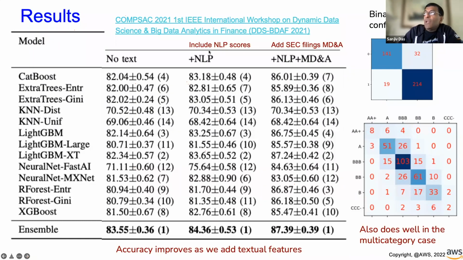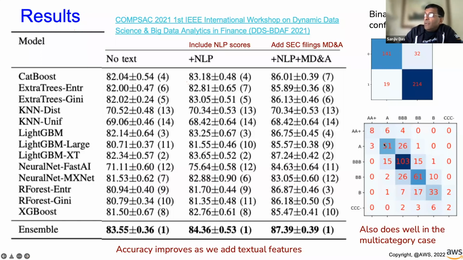If you add those NLP scores, like just take the text and score it and add it to the tabular data, you don't get too much of an improvement. But you do get about a 4% improvement if you add the full text of the MD&A to the sample. So the error is about 16% right now. You get about a 25% reduction in that error.